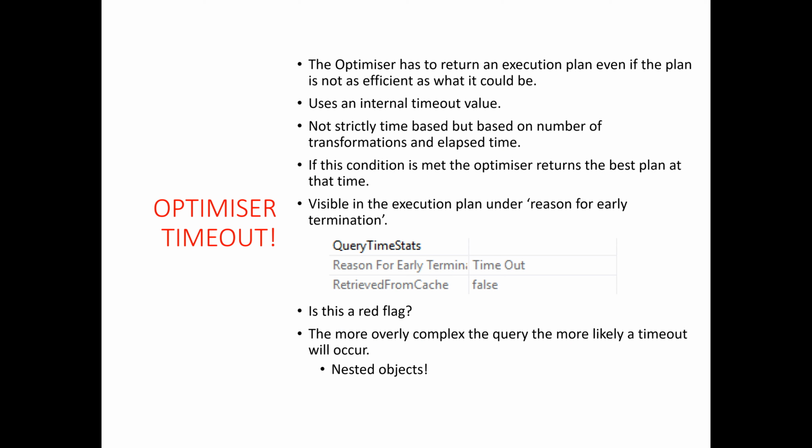Now, optimizer timeouts. So by design, the optimizer has to return an execution plan, even if the plan is not as efficient as what it could be. So no matter what, it's going to return a plan. And it will use an internal timeout value that isn't strictly time-based, but is based on the number of transformations that it's looked at and includes the elapsed time as well. And if this condition is met, the optimizer stops and returns the best plan at that time. And we can actually see this in our execution plan properties under reason for early termination. So there's a quick image there where it's timed out.